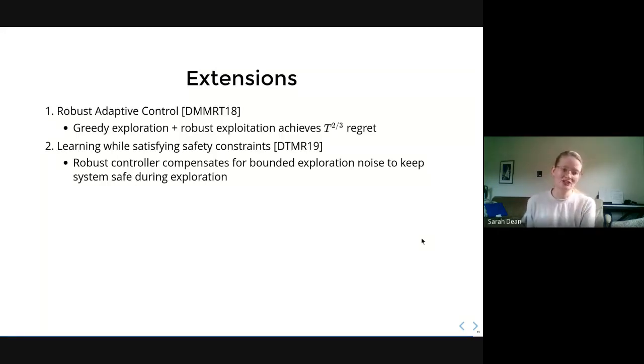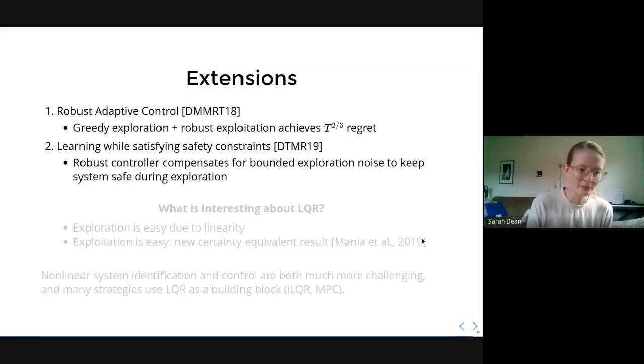And then the other extension is learning while satisfying safety constraints. So this is constraints on the states and the input. One of the benefits of the system level synthesis framework that you wouldn't necessarily get from other approaches to robust control is you can also constrain the state trajectories in a fairly straightforward manner. And so now we can reason about exciting the system, but also maintaining safety and keeping away from those boundaries. And we can show a similar result there about learning to control a constrained system.